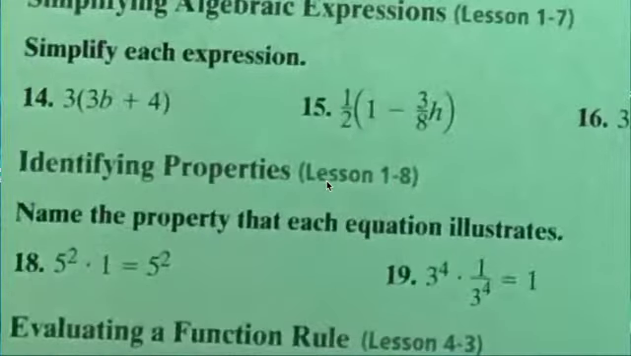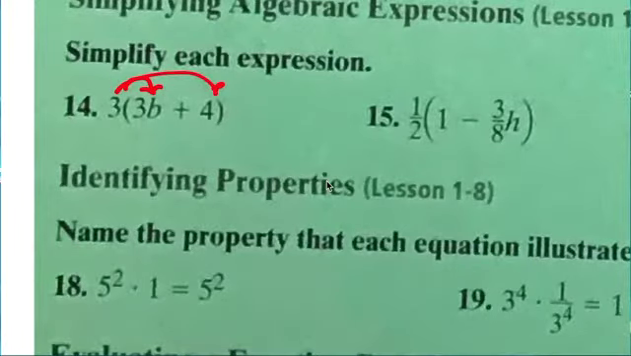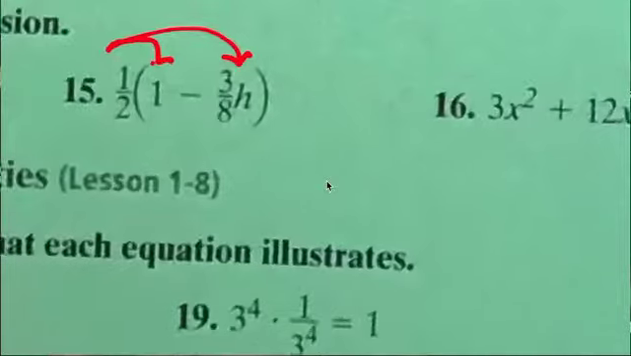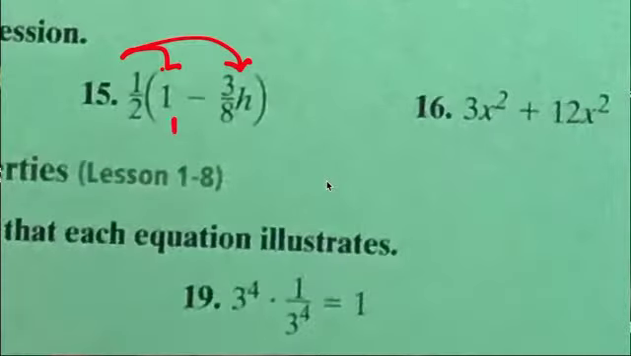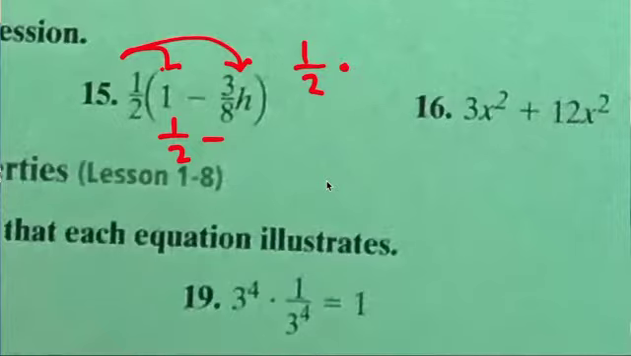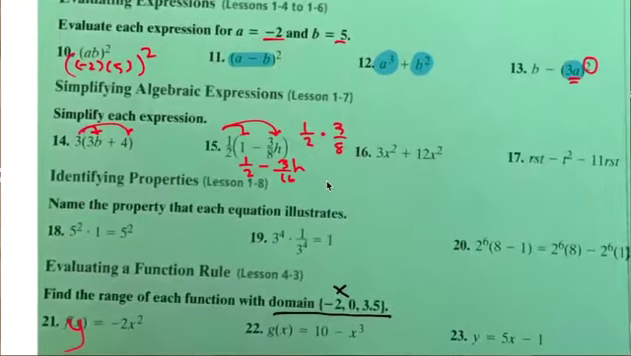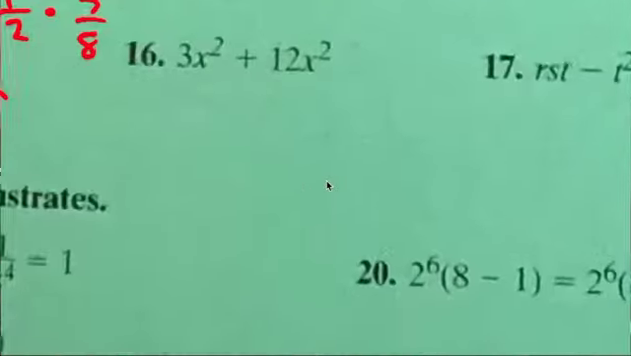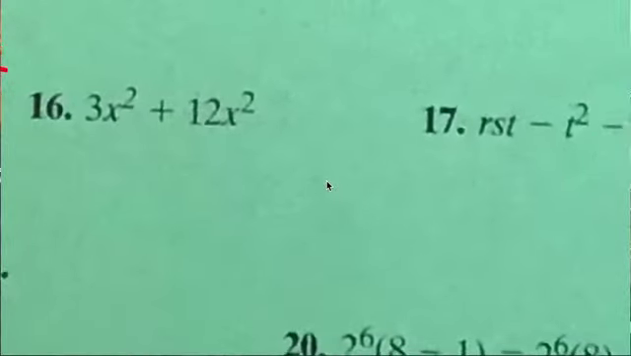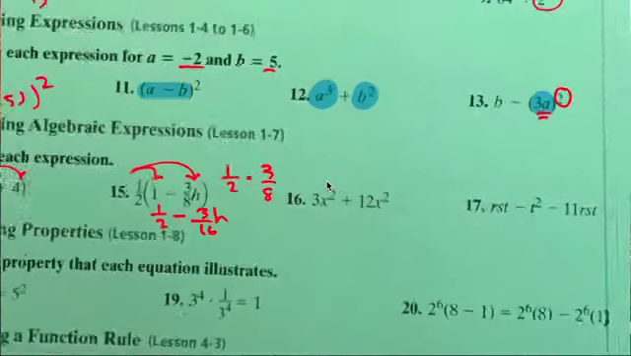Okay, then you should know how to distribute this. Should know how to distribute that. Okay, so you get 1/2 minus 1/2 times 3/8. You get 3/16. Subtract that, then subtract that. Oh, you can't because there's an h there. Okay, don't forget the h.